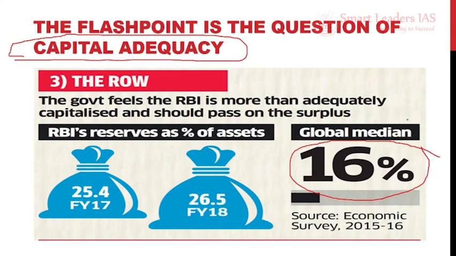Most of the central banks across the world are having around 16% of the surplus as reserves. But here in India, the RBI is maintaining 26.5%, and year on year it is changing. Sometimes it is increasing to 27, sometimes decreasing to 26. There is no fixed amount that the RBI is maintaining. But as we have seen, the balance sheet of the RBI is always maintaining about 25%.